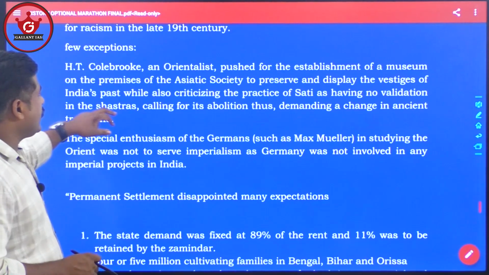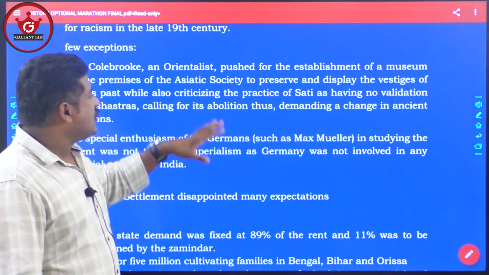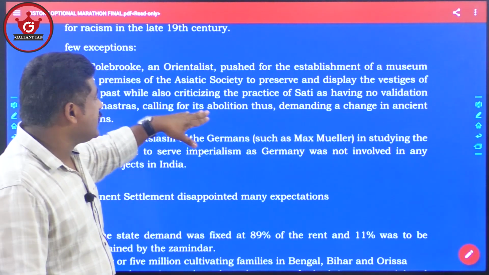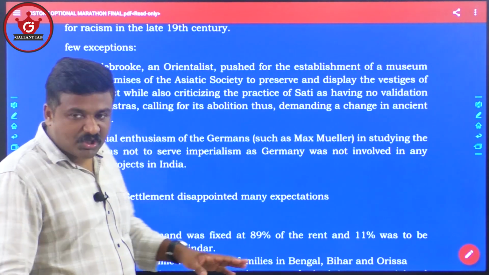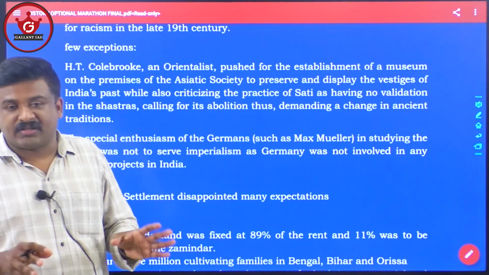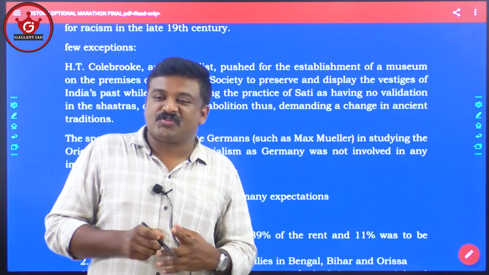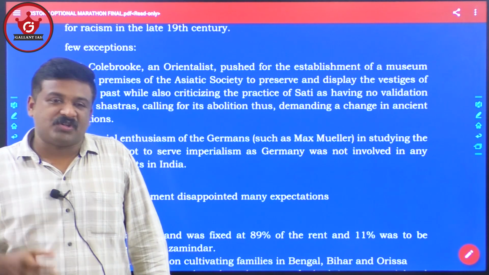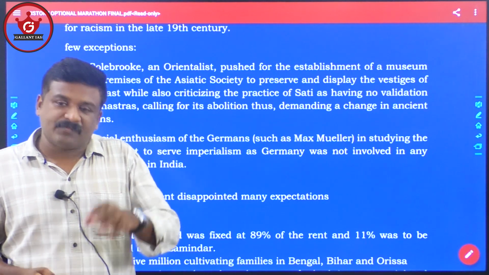Then Colebrooke, an Orientalist, pushed for the establishment of a museum in the premises of the Asiatic Society to preserve and display the vestiges of India's past, also criticizing the practice of sati as having no validation in the Shastras, calling for its abolition, thus demanding a change in ancient traditions. But there were some Orientalists who, to the core, were genuine in their work here. To some extent we say that Orientalist philosophy was basically an administrative tool, introduced only to support British colonial rule. But to some extent, you can see some genuine people were also there.